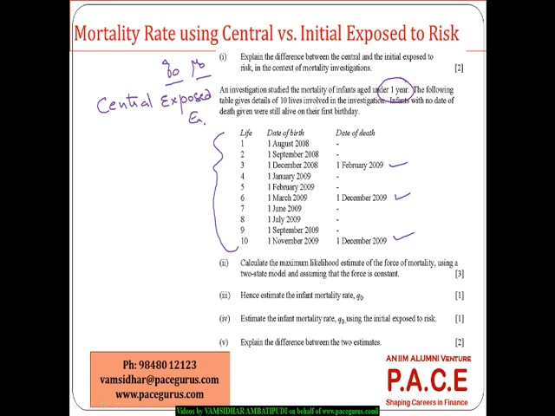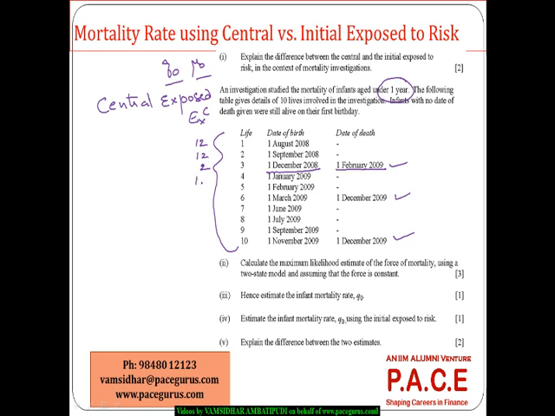To find the central exposed to risk, I'll look at the contribution of each of these persons. This one was born on 1st August 2008 and is not yet dead, so the contribution is 12 months. Similarly, 12 months for the next. But this person was born on 1st December 2008 and died on 1st February 2009, so the contribution to the central exposed to risk is just 2 months.